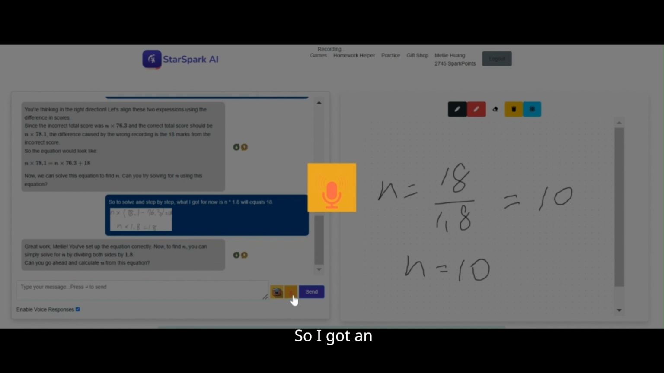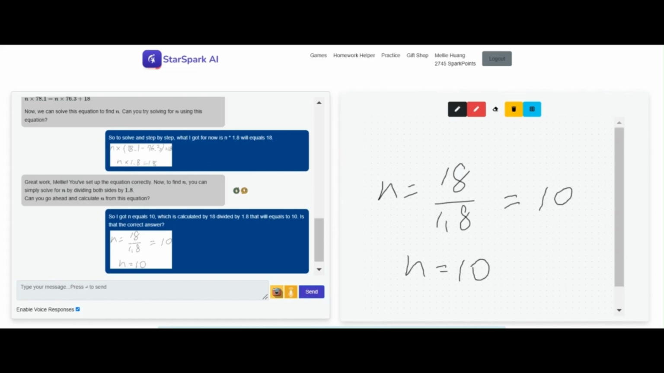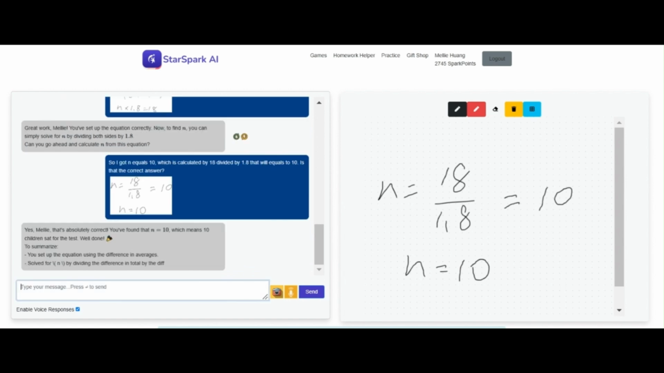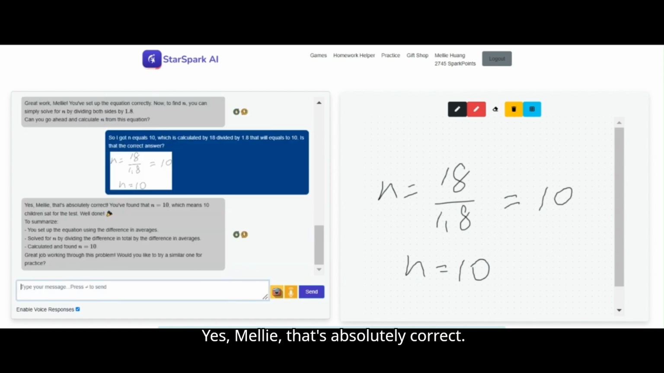So I got n equals 10, which is calculated by 18 divided by 1.8. That equals 10. Is that the correct answer? Yes, Mellie, that's absolutely correct. You found that n equals 10, which means 10 children sat for the test.